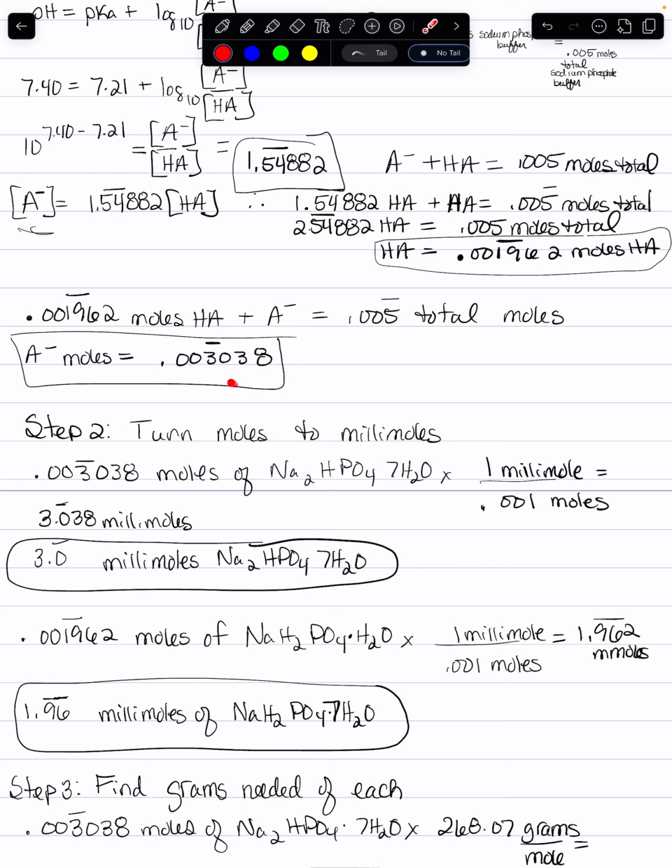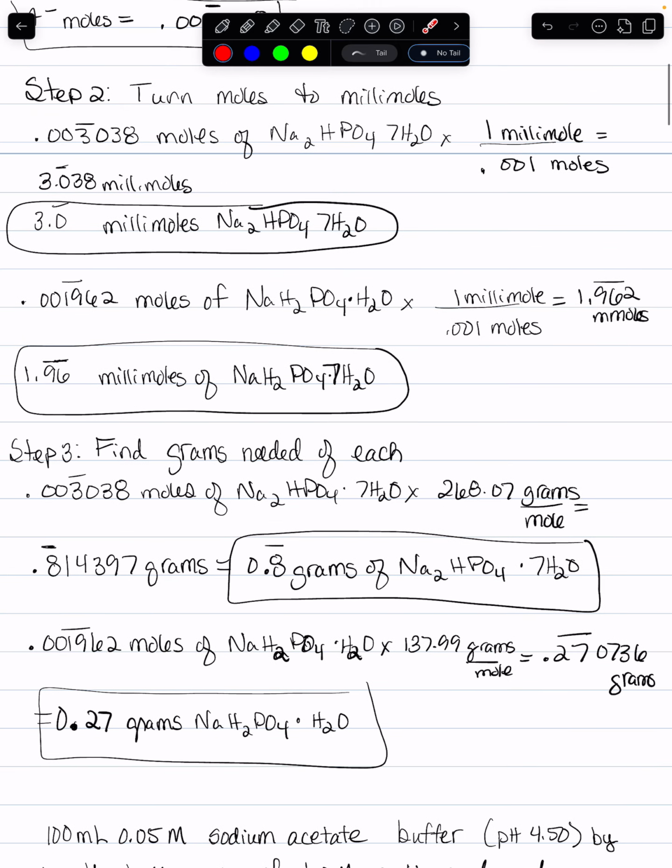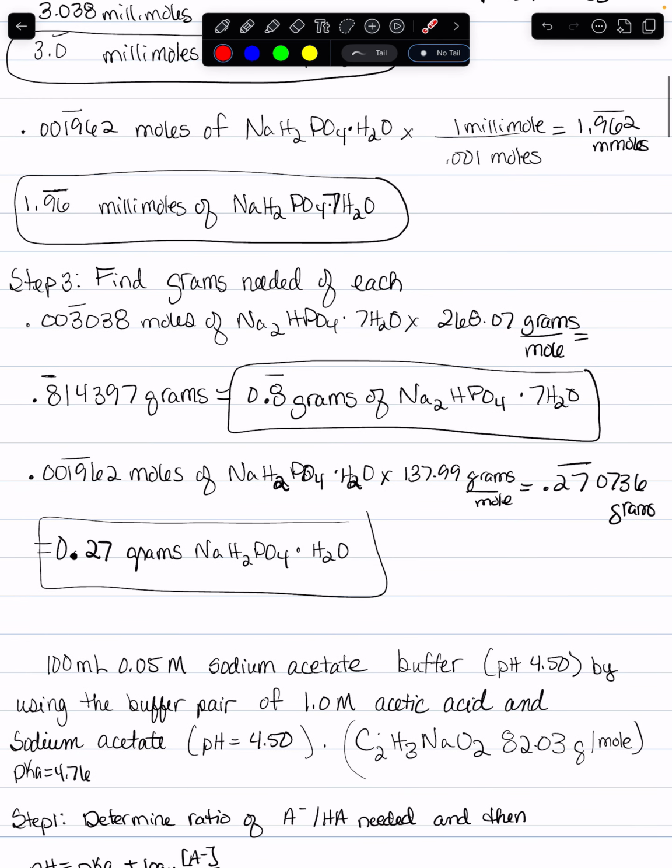And so we're going to have 0.003. Indeed, we have more of our conjugate base than weak acid, which is what our ratio told us, and what we reasoned out up here. Now, you don't have to do this part, but we're going to turn moles to millimoles. It's easier for some people to deal with nicer numbers. There's 10 to the negative 3 moles in 1 millimole. Then you solve for that. That's how many millimoles of your conjugate base, and this is how many millimoles of your weak acid.